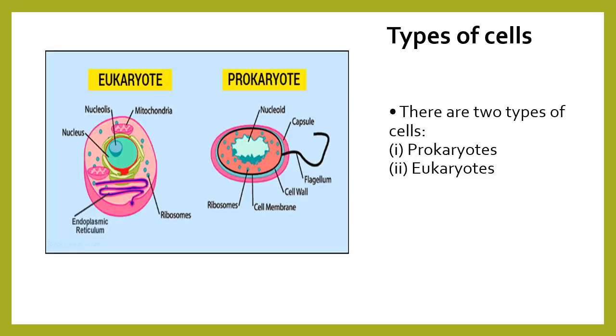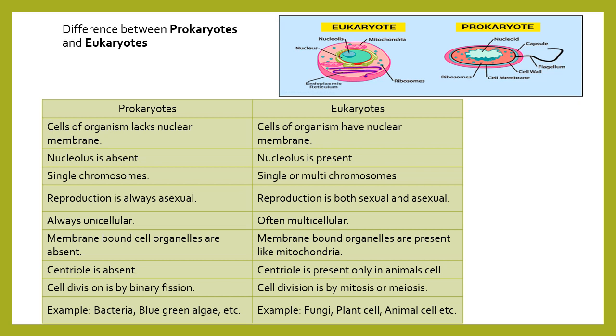Types of cells. There are two types of cells called prokaryotes and eukaryotes. Let us see the difference between these two cells. These are the differences between the two cells. First difference is that cells of prokaryotic organisms lack a nuclear membrane, whereas in eukaryotes, cells of the organism have a nuclear membrane.